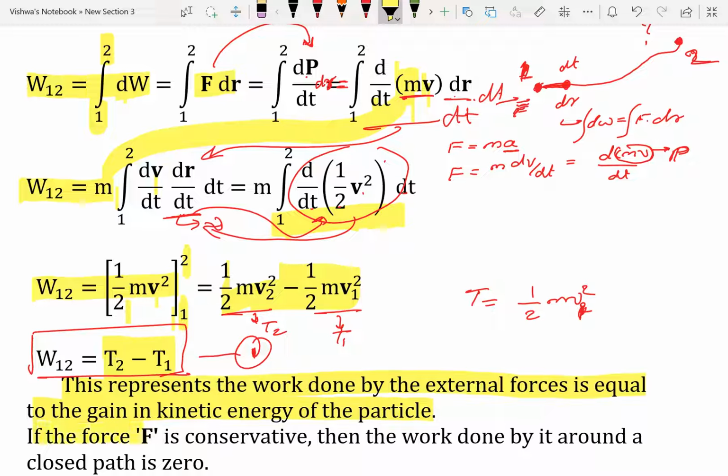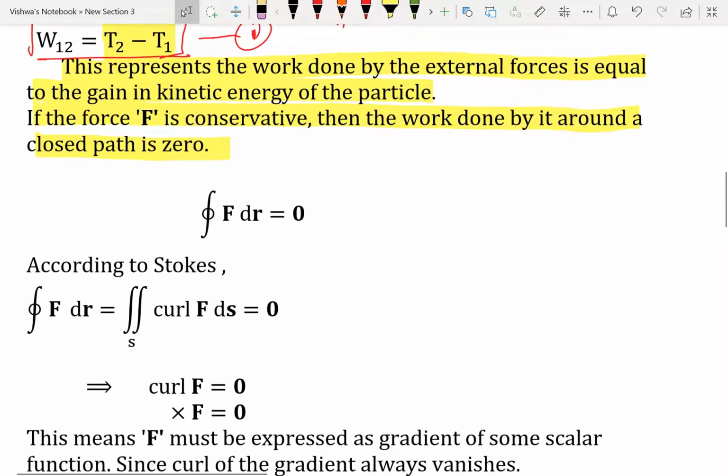If force F is conservative, then work done by it around a closed path is 0. Now a particle is here. If it is moving here, means there is a displacement here, then work is said to be done. If it completes one closed path, then initial and final positions both are the same position, there is no displacement, that we call it as work done is 0.